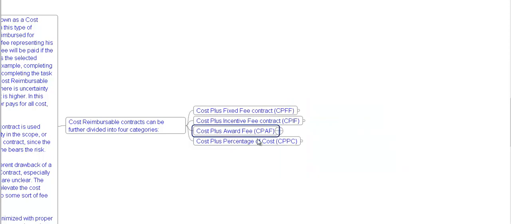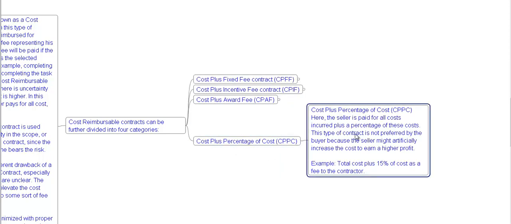Cost plus percentage of cost. Cost plus percentage of cost, CPPC. Here the seller is paid for all the costs incurred plus a percentage of this cost. This type of contract is not preferred by the buyer because the seller might artificially increase the cost to earn a higher profit. Example, total cost plus 15% of cost as a fee to the contractor.